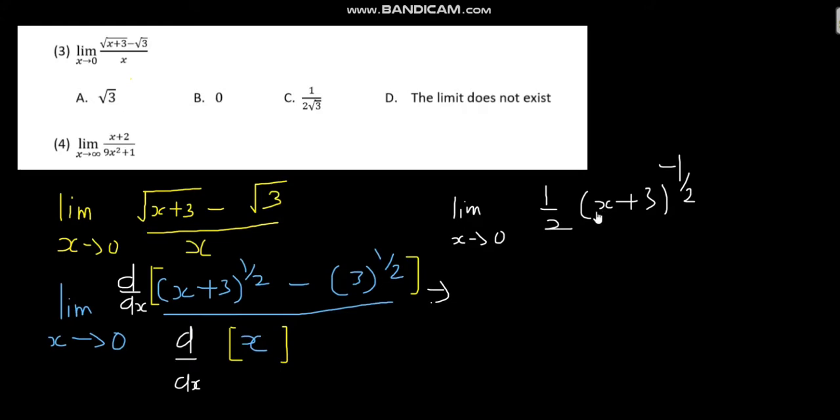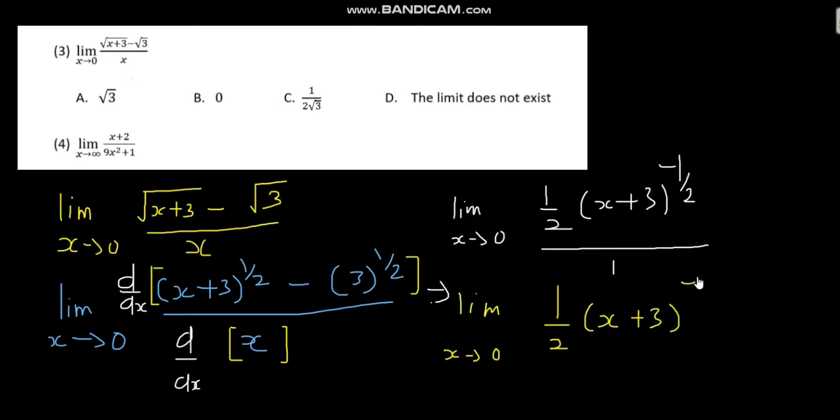Then the derivative of what you have inside will be 1 plus 0, so that will be times 1, so you can leave that one. And then the derivative of 3 to the power half: since this is a constant, the derivative will be 0, so you can leave that one. All divided by the derivative of x, which will give us 1. So I then have the limit as x approaches 0 of 1 over 2 times x plus 3 to the power minus half.